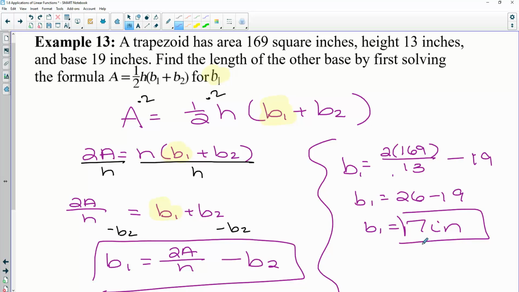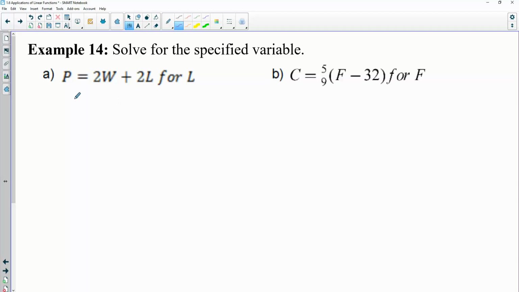So I'm going to put a couple up here. I want you guys to manipulate these equations to get a variable by itself. I'm not even giving you any numbers to plug in. Just solve these equations for a given variable. So the first one, you need to get L by itself. Second one, you need to get F by itself.